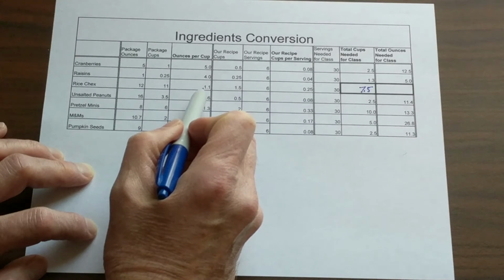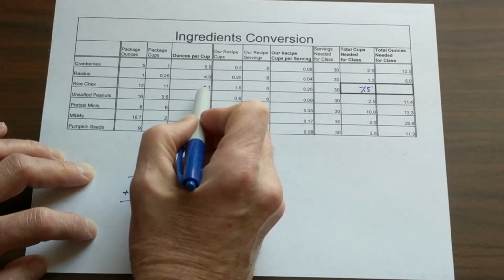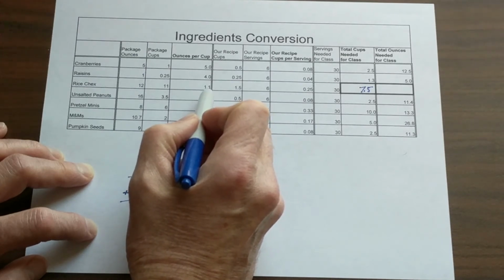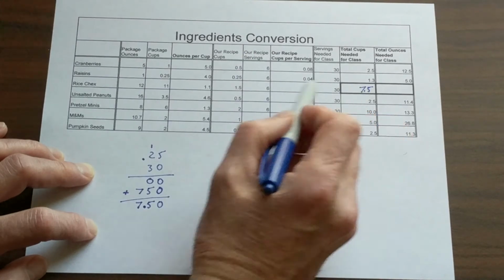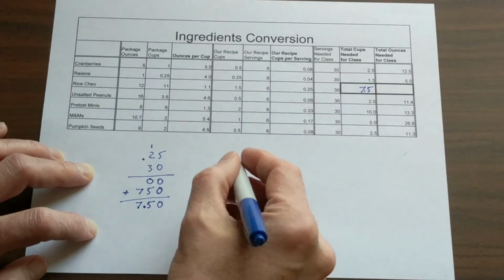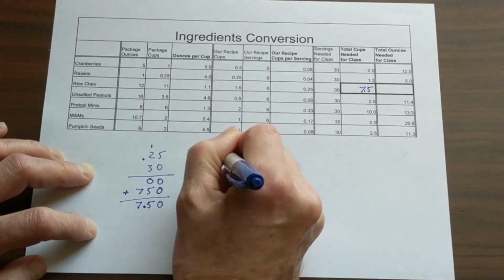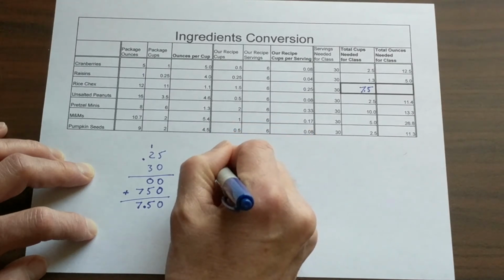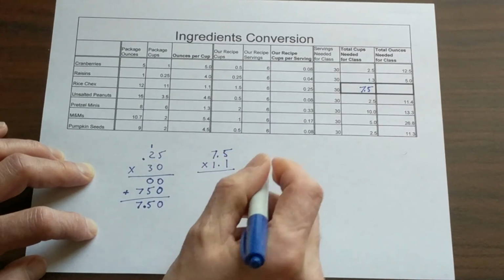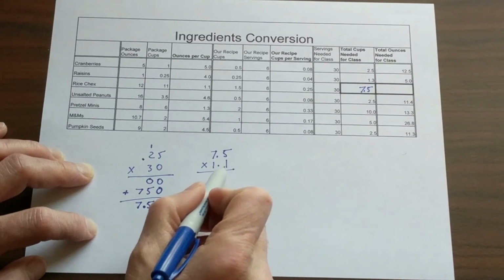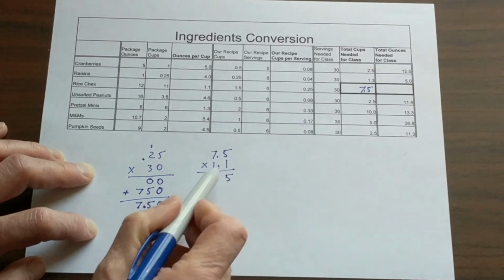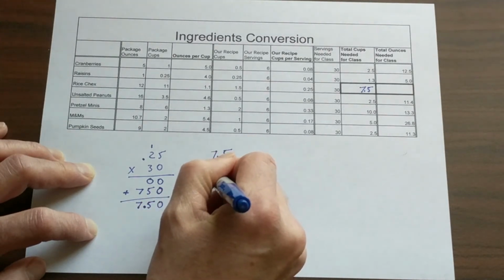So to figure out the weight, we would want to do 1.1, since 1 cup weighs 1.1, but since we have 7.5 cups, we want 1.1 times 7.5. So let's do that. 7.5, 1.1. Put the times there. Okay, so 1 times 5, and that would be 5. 1 times 7, and that would be 7.